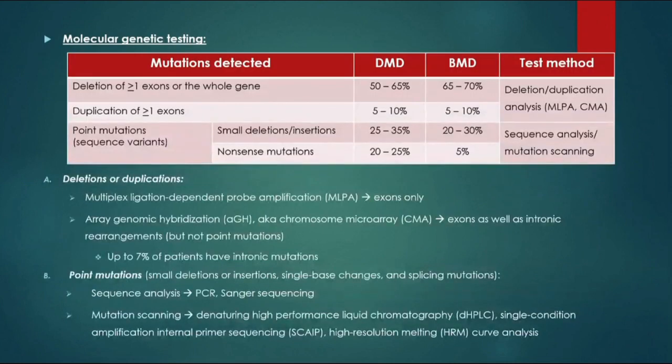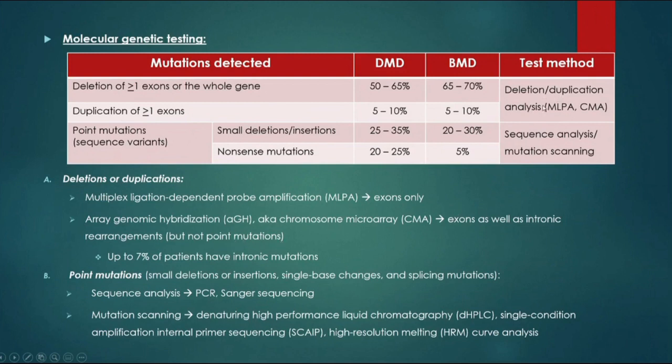Now, coming to the molecular genetic testing, which is now almost always performed, because many of the treatments require patients to have certain types of mutations before the treatment is begun. So as we saw earlier, deletions and duplications cause the majority of the mutations. So deletion duplication analysis is performed first with MLPA, that detects only exonic mutations, but CMA, or chromosomal microarray, can also be used, which detects exons as well as the flanking introns, but that does not detect point mutations.